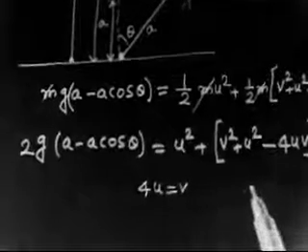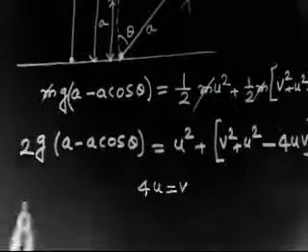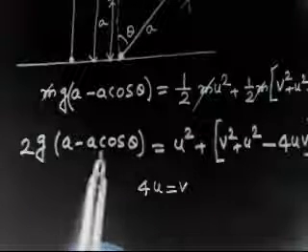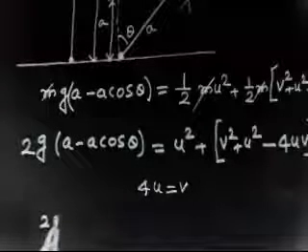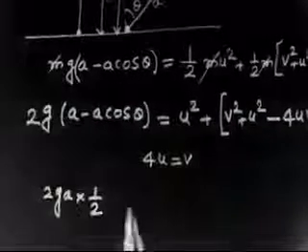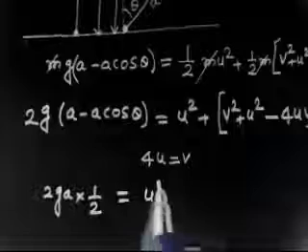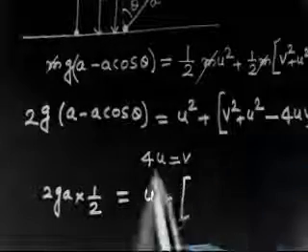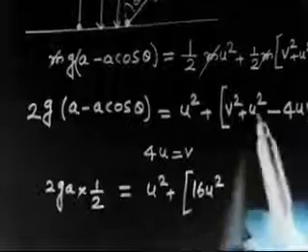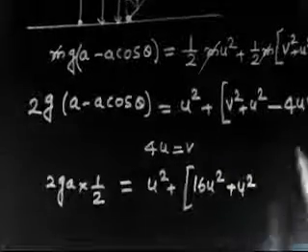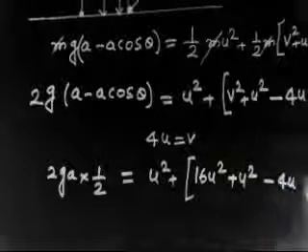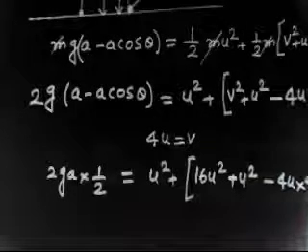So I have to find u. So let us do this one. And cos theta is 60 degrees, so 1 by 2. So 1 minus 1 by 2. So this will be simply 2gA into 1 by 2. This is equal to u square plus v square, which will be 16u square, plus u square, and minus 2uv. So u is u and v is 4u.